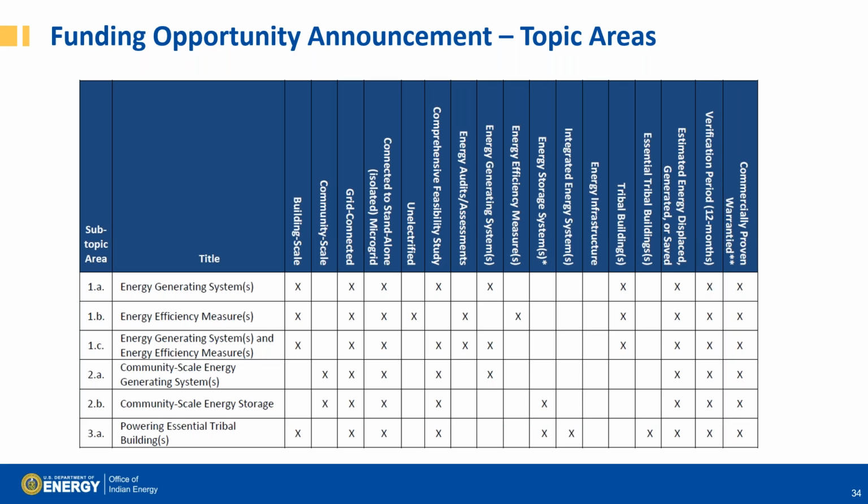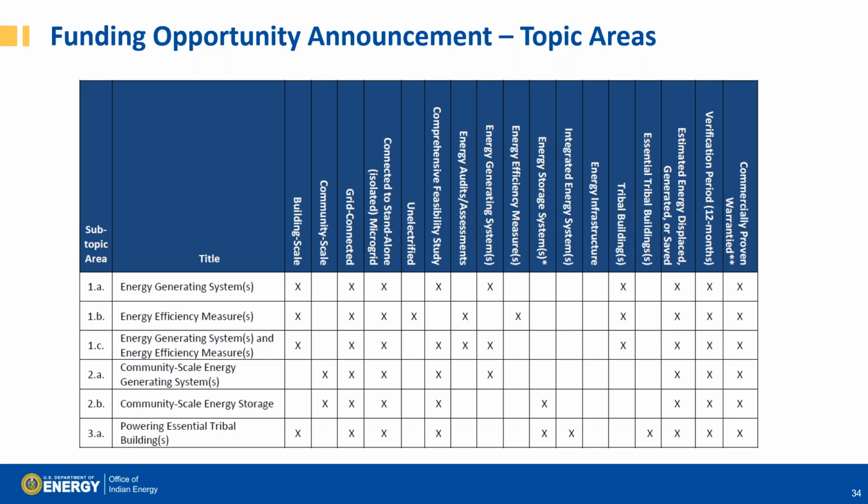Per the table, a comprehensive feasibility study is required for all topic areas except subtopic area 1B, energy efficiency measures, which requires an energy audit or an industrial energy assessment, and subtopic area 1C, which requires both a comprehensive feasibility study and an energy audit or industrial energy assessment. For topic area 1, clean energy generating systems and/or energy efficiency measures for tribal buildings, and topic area 4, powering unelectrified tribal buildings, all buildings must be tribal buildings as defined in the FOA. And for topic area 3, must be essential tribal buildings as defined by the tribe or the applicant.